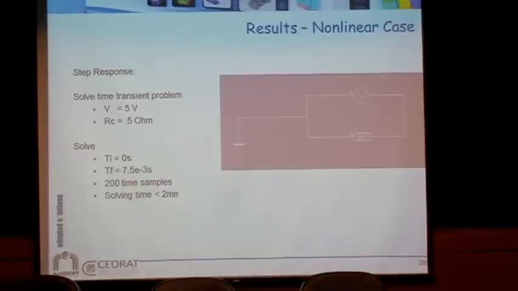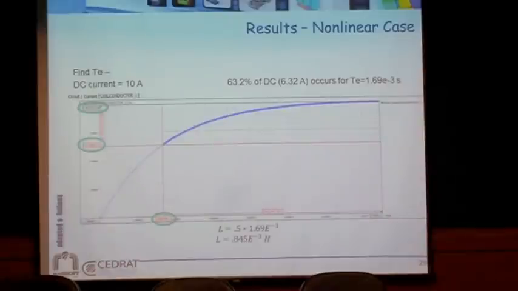So here it's non-linear. I'm doing 200 time samples, but the time is a little longer. Why? Because it's non-linear, so it has to do some iteration. It was 1 minute before, and now it's about 2 minutes, so whatever. And so here, the DC current is 10 amps, and 63.2% of the DC current occurs at 1.69 × 10 to the minus 3 seconds.